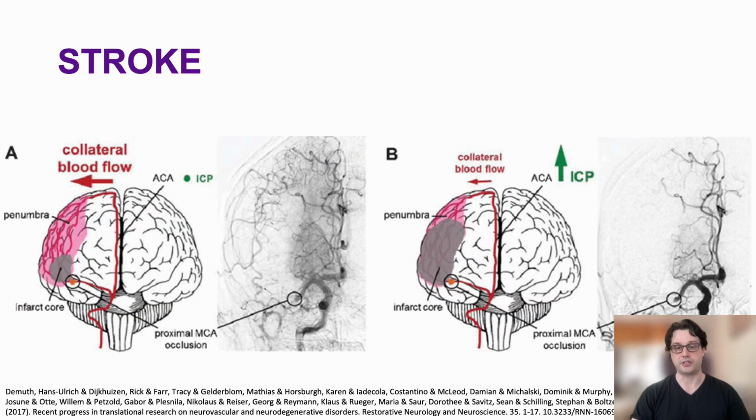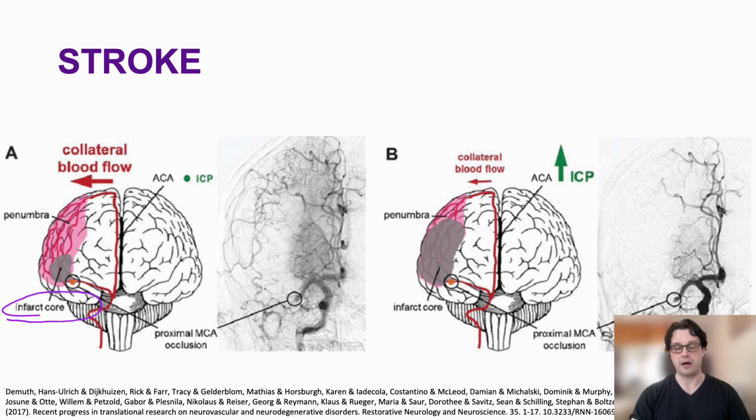So, let's take a look at a stroke that occurs here in the proximally occluded MCA. Usually, when a stroke has occurred, the infarct core is being developed, over here. What's interesting is that this infarct core is going to be deprived of both glucose and oxygen. So the question is, how does the body accommodate for that?